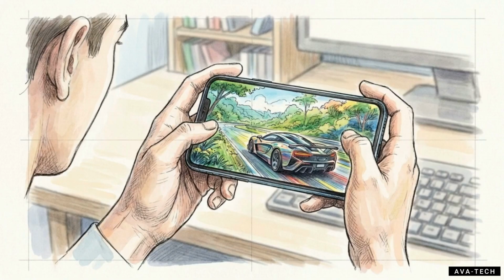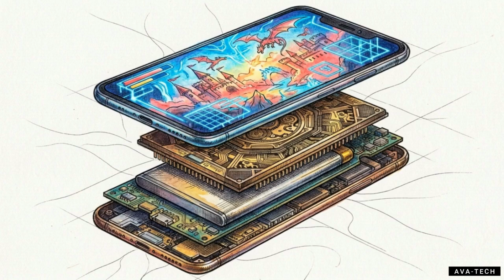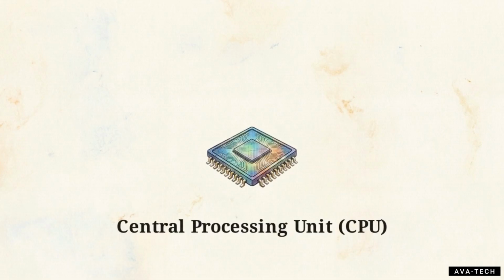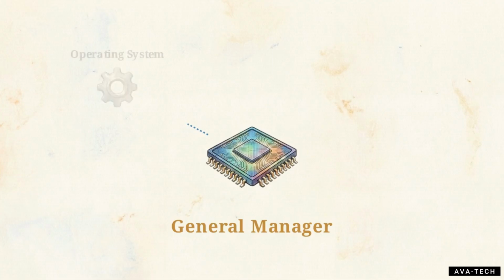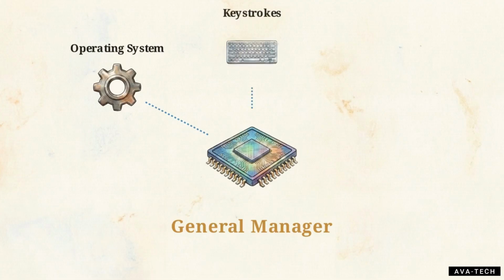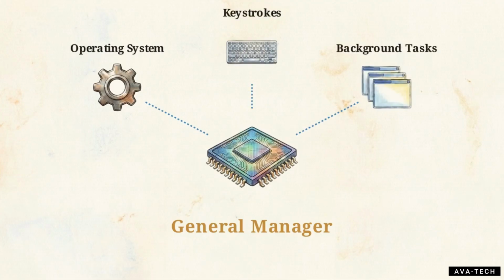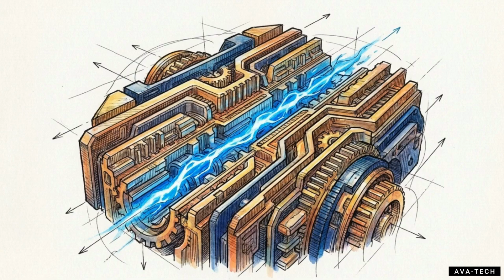The smooth, seamless experience playing out on the glass is a highly effective illusion. It masks a specialized division of hardware labor operating just underneath the surface. The center of that operation is the Central Processing Unit, or CPU. It acts as the general manager of your phone, running the operating system, handling your keystrokes, and managing background tasks. The CPU is built for pure, rapid calculation.